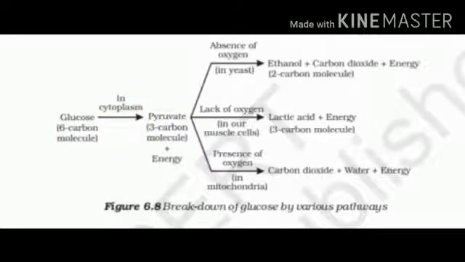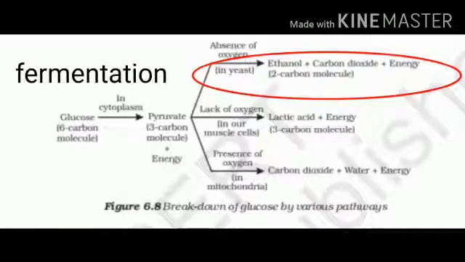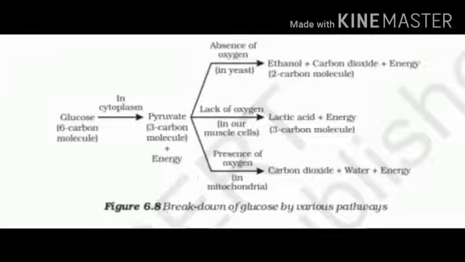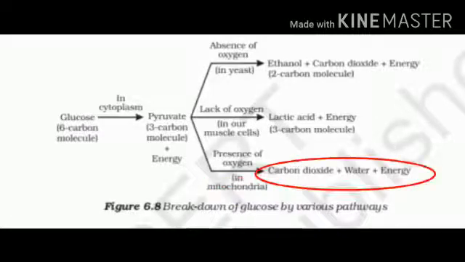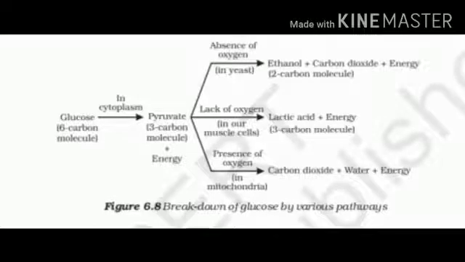Further, the pyruvate may be converted into ethanol and carbon dioxide. This process takes place in yeast during fermentation. Since this process takes place in the absence of oxygen, it is called anaerobic respiration. Breakdown of pyruvate using oxygen takes place in the mitochondria. This process breaks up the 3 carbon pyruvate molecule to give 3 molecules of carbon dioxide. The other product is water. Since this process takes place in the presence of oxygen, it is called aerobic respiration. The release of energy in this aerobic process is a lot greater than in the anaerobic process.